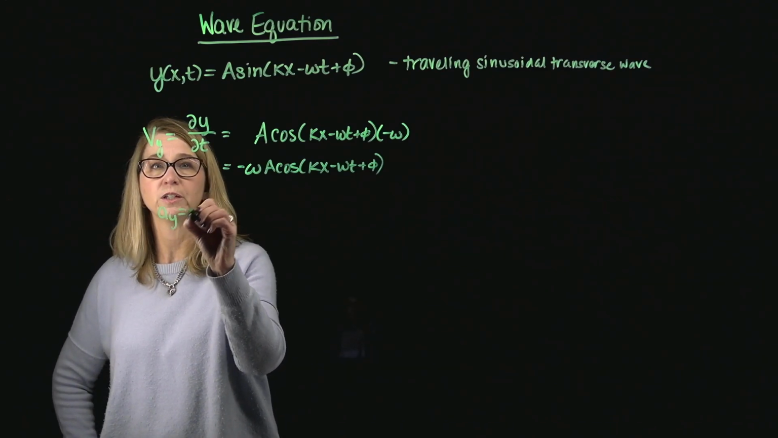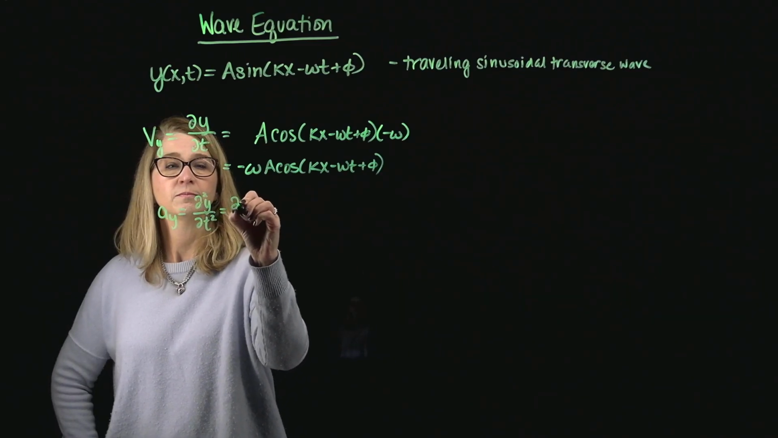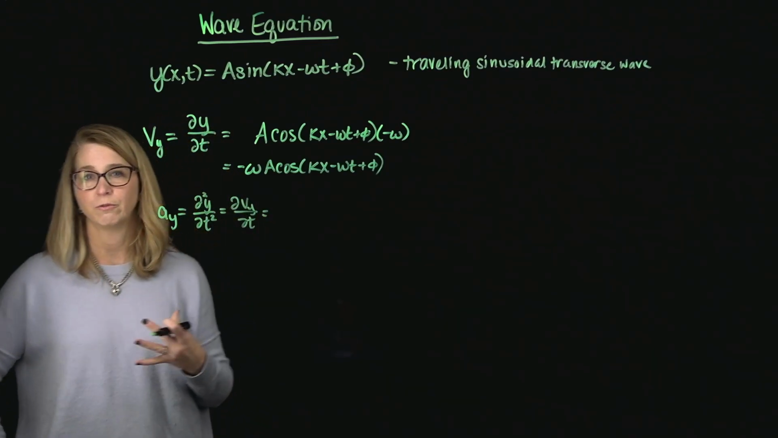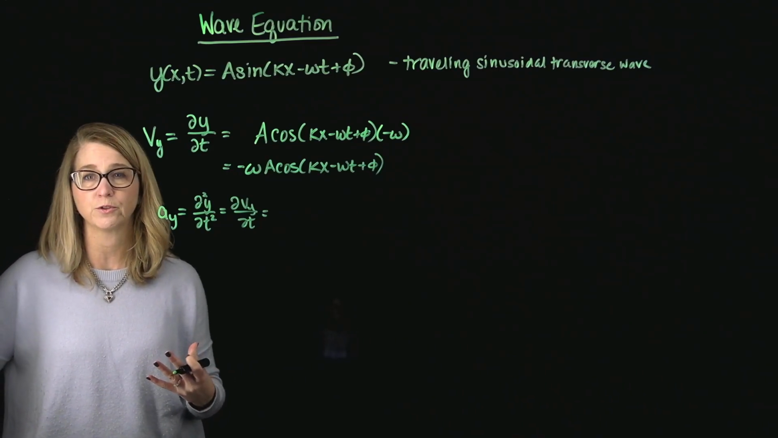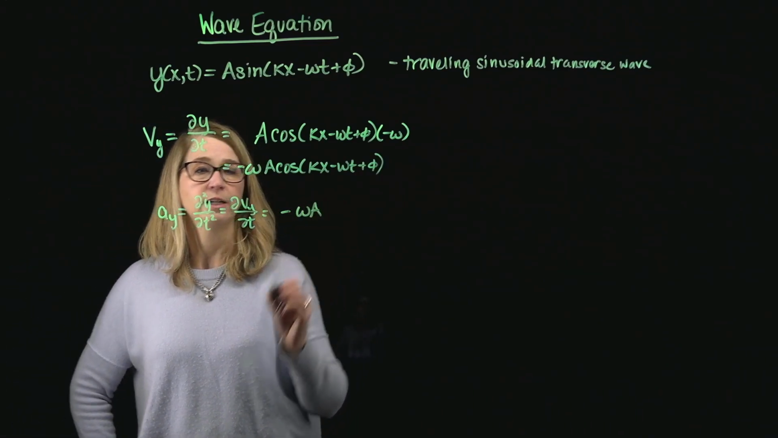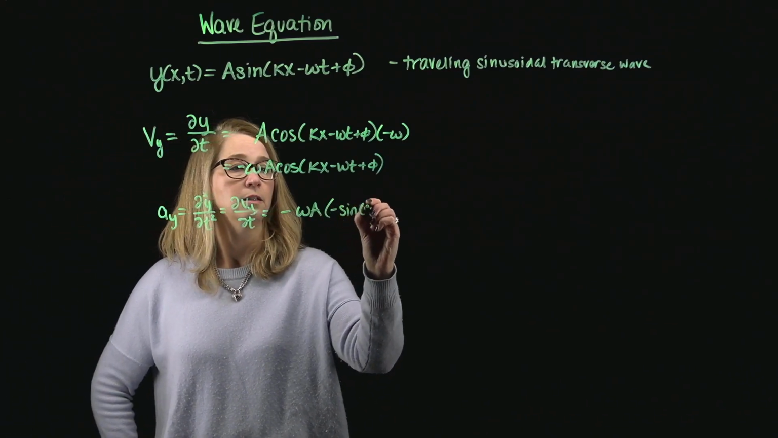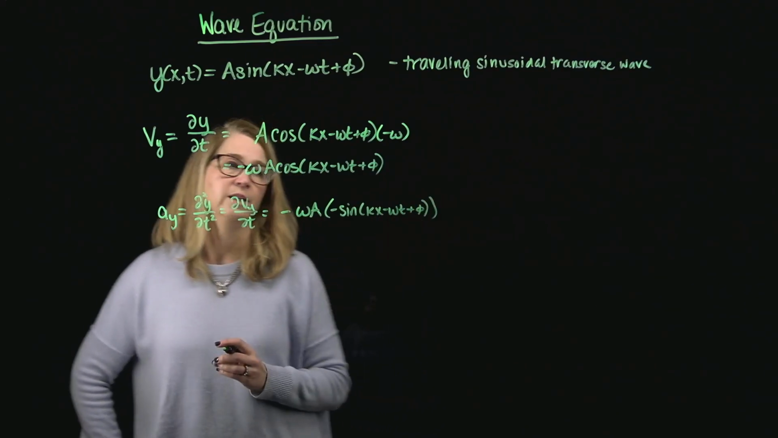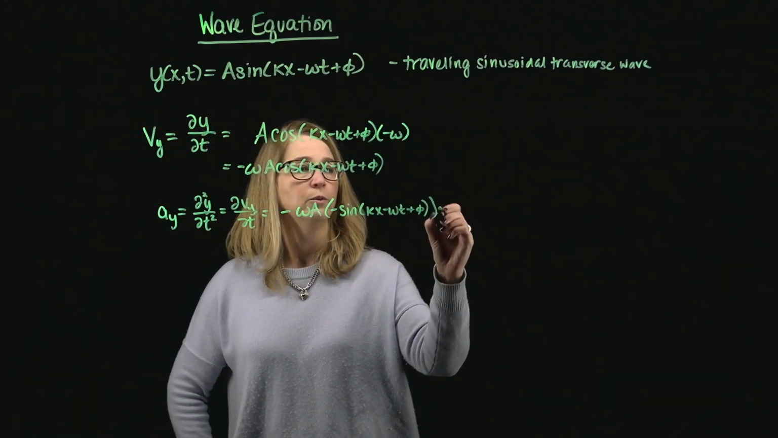Now, if we also look at the acceleration, we're just going to take the derivative of this again. And so I could write that either way. I could make it the second derivative of y with respect to time, or I could just think of it as the first derivative of the velocity. So, minus omega a, and then I take the derivative of the cosine, which is minus the sine of kx minus omega t plus phi. And then I have to take the derivative of the angle of the sine, which gives me a minus omega.